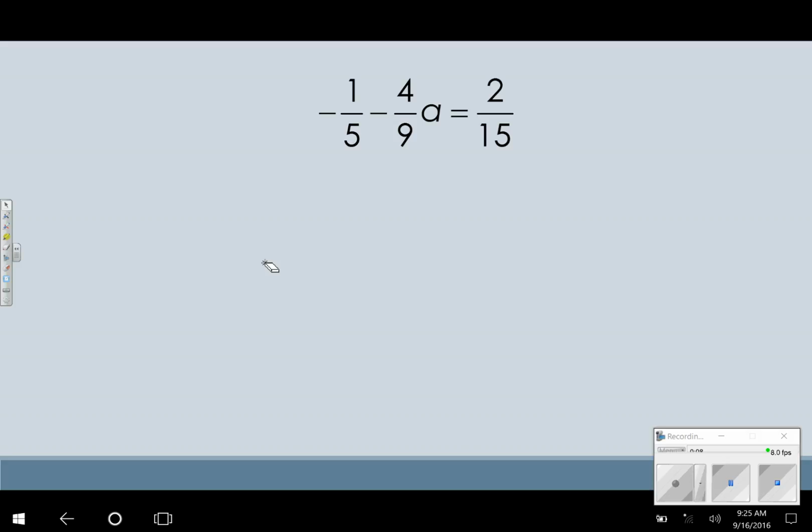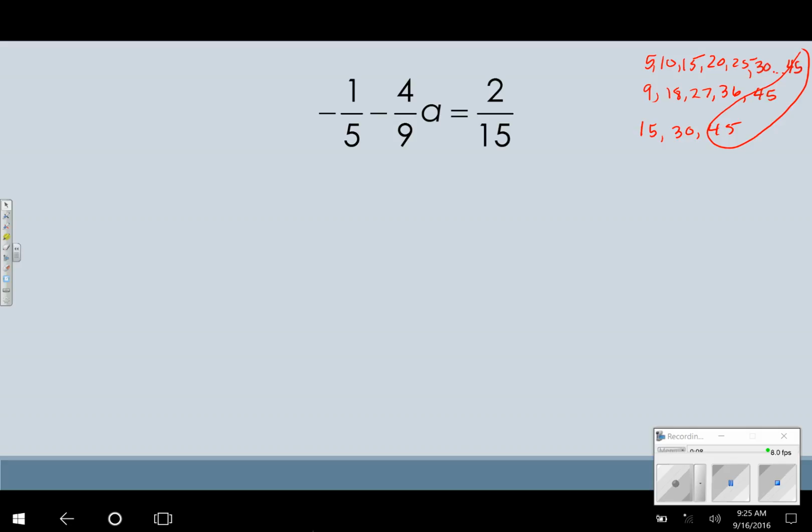Last example, bigger fractions, right? But the LCD is simple to find if you know your multiples. So 5, 10, 15, 20, 25, 30. I'm going to go all the way up to 45. 9 is 9, 18, 27, 36, 45. So far the smallest thing they have in common: 15, 30, 45. So 45 is my lowest common denominator.